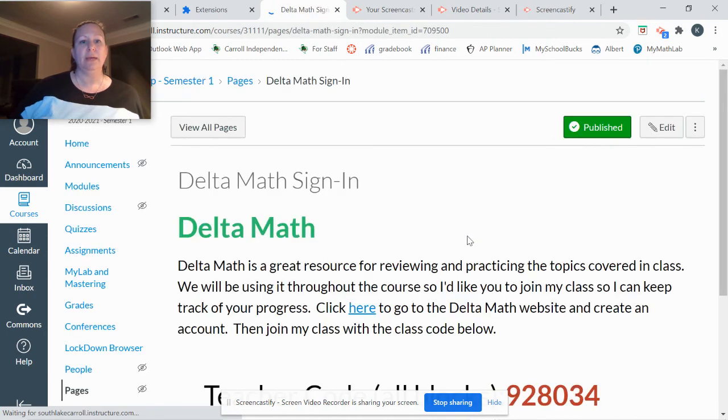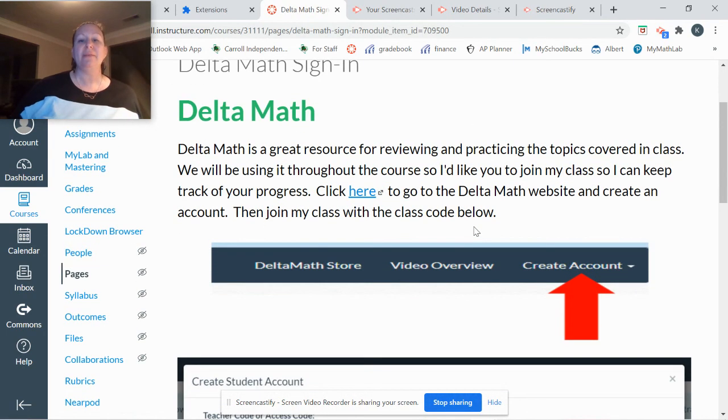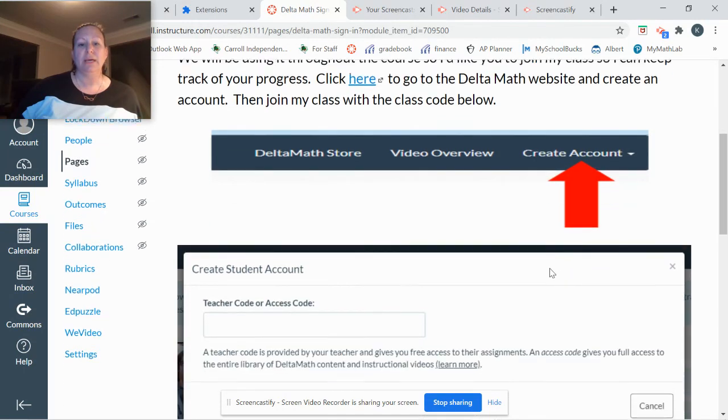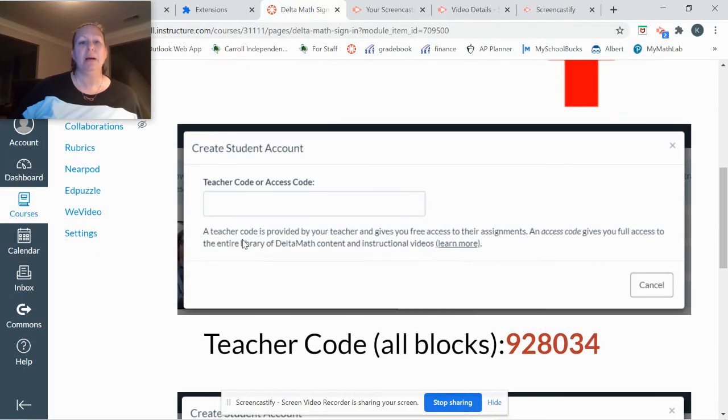Next, what do we have? Delta Math. Delta Math is a new one today. So you're going to click here, and you can go to the Delta Math website, and then you're going to go to create an account. This block is going to come up: your teacher access code. We only have one, and it is 928034.